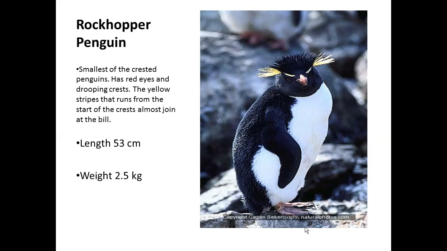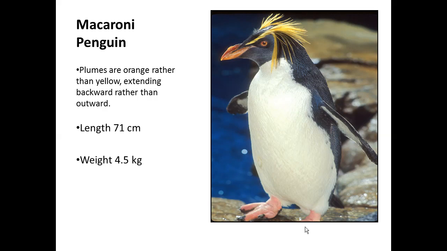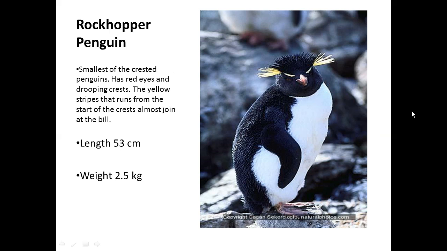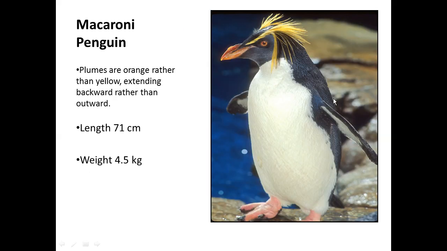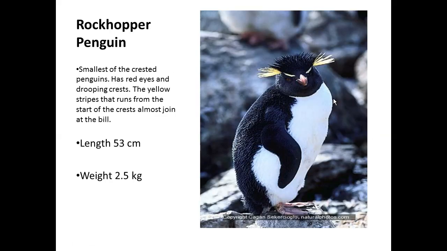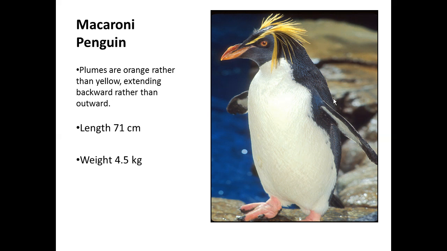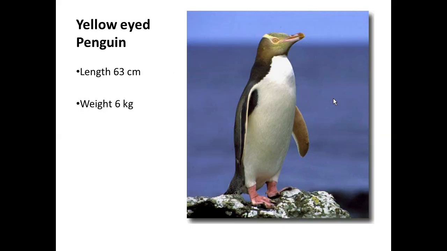Rockhopper penguin, the smallest of the crested penguins, has red eyes and a drooping crest. The yellow stripes that run from the start of the crest almost join at the bill. Bill is another way to say beak. Its length is 53 centimeters, weight 2.5 kilograms. The macaroni penguin's plumes are orange rather than yellow. In fact, if you compare with this one, those are more yellow. This one is orange, and extending backward rather than outwards. In fact, here you can see the crest going outwards. Here instead, you can see the crest going backwards. Its length is 71 centimeters, weight 4.5 kilograms.